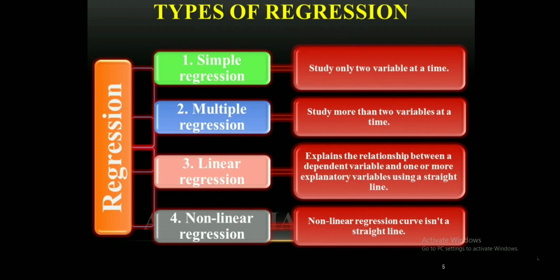Let's talk about the types of regression. Regression is classified in 4 categories, which are simple regression, which studies only 2 variables at a time; multiple regression, as its name suggests, which studies more than 2 variables at a time; linear regression, a straight line curve which is based on the assumption of linear relationship between 2 variables; and non-linear regression, where the curve is not a straight line.